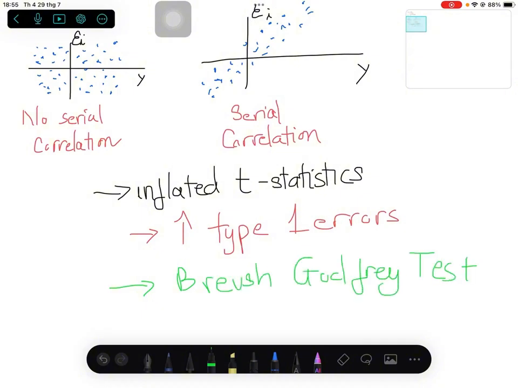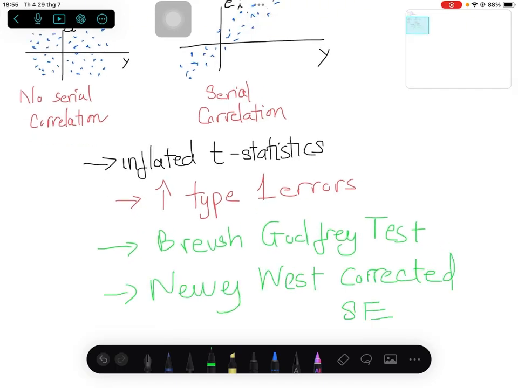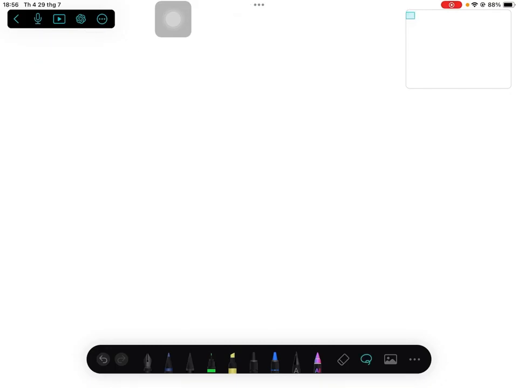The preferred correction is often Newey-West corrected standard errors, which are designed to handle both heteroskedasticity and autocorrelation. This is why Newey-West is widely used in empirical finance research. The third problem is very different, multicollinearity.